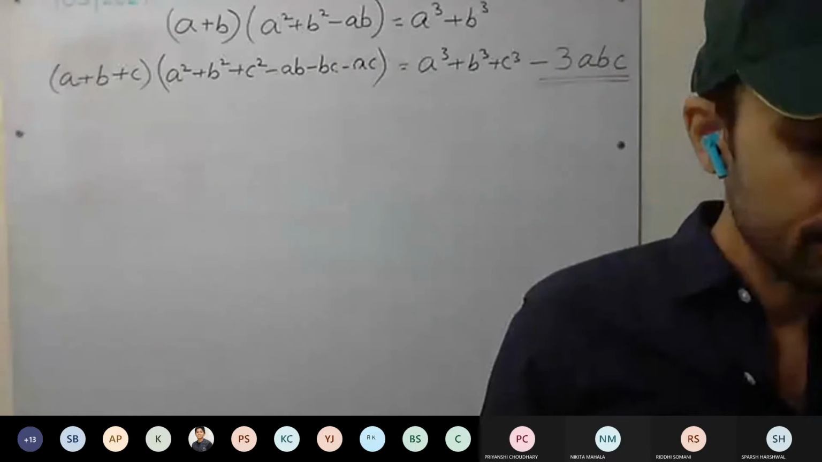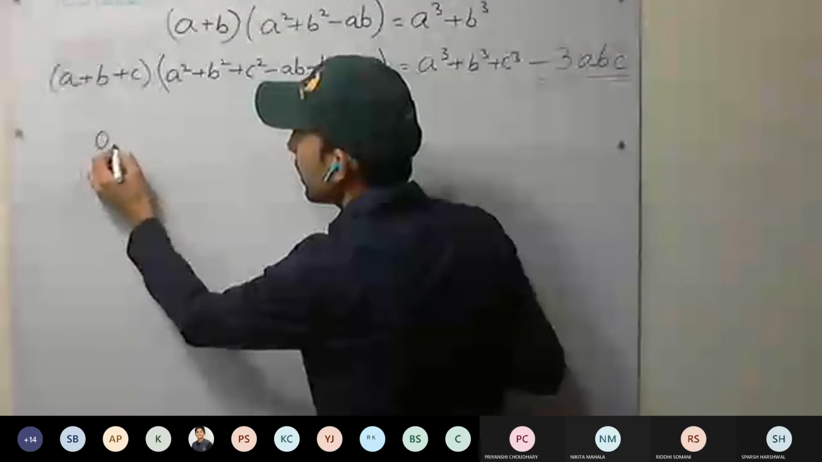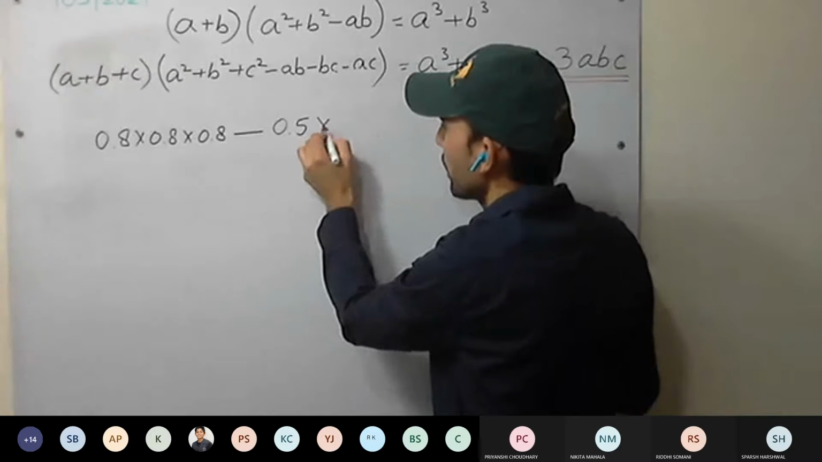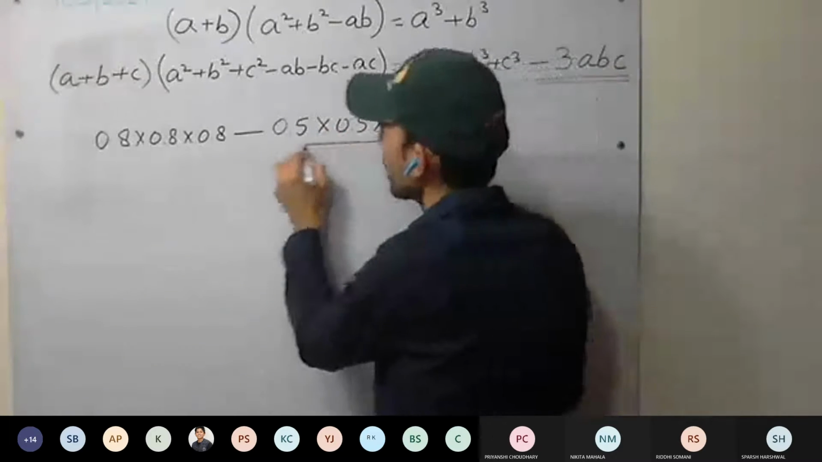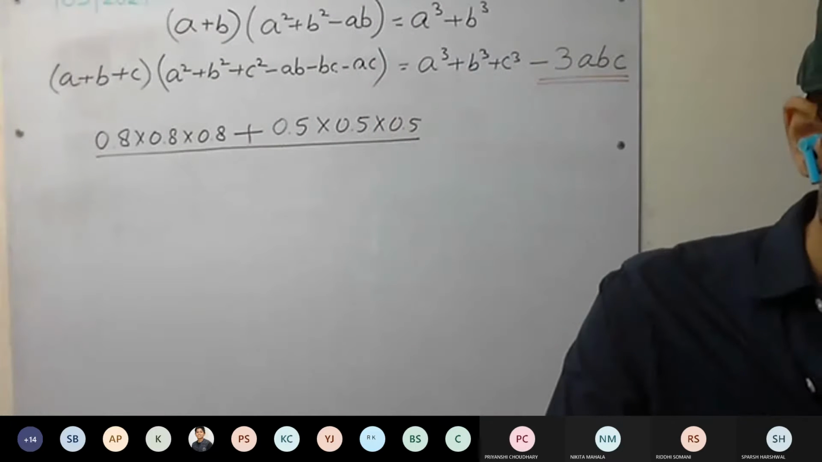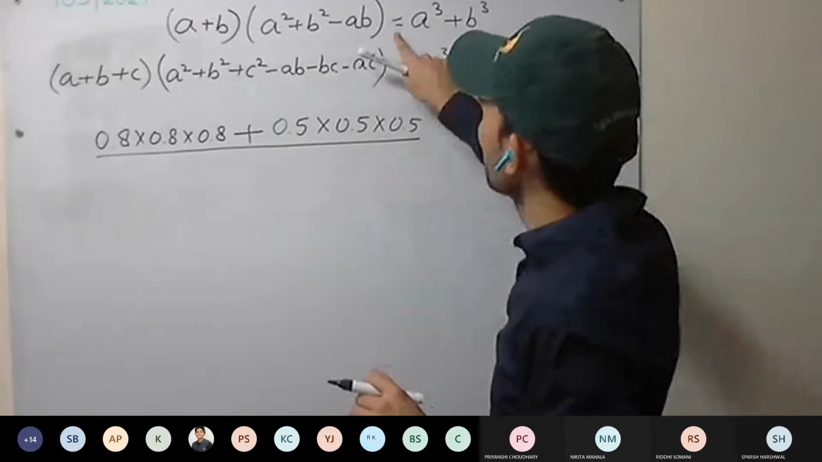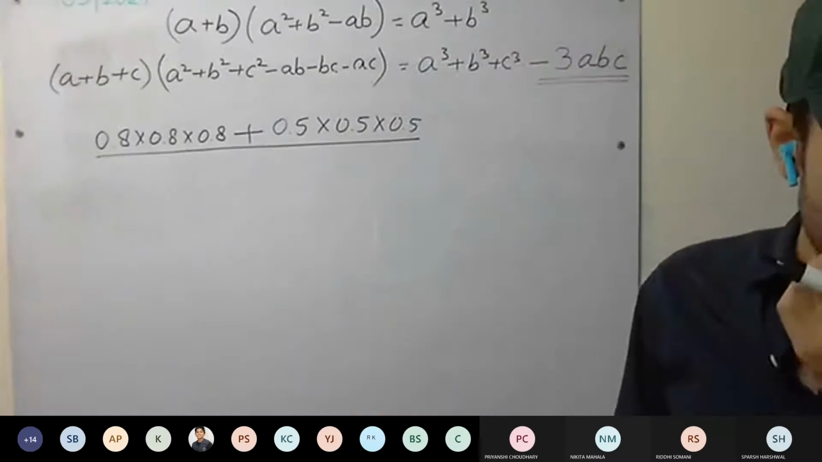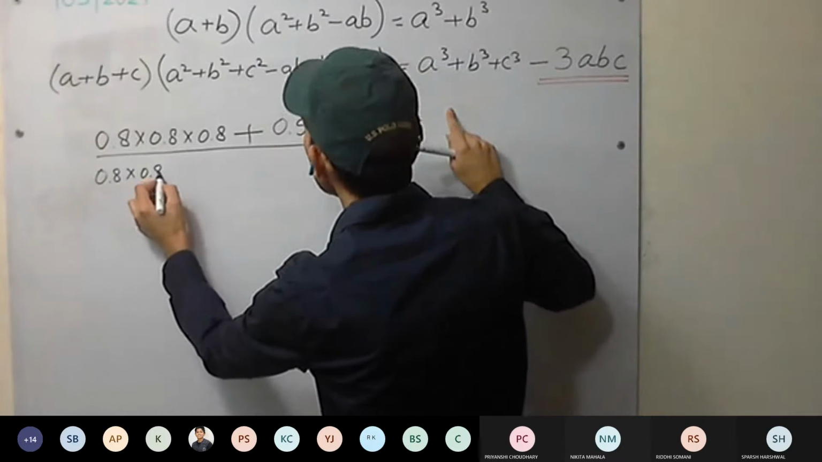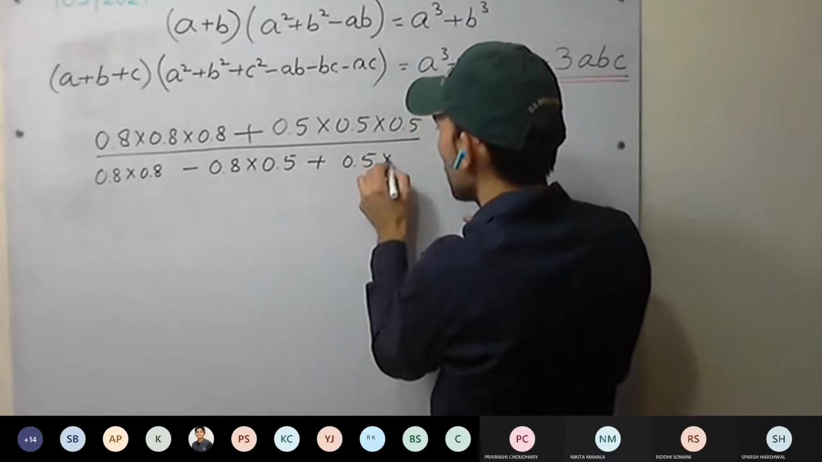Okay, fifth one. See the question. What is being given? 0.8 into 0.8 into 0.8 minus 0.5 into 0.5 into 0.5, plus, divided by 0.8 into 0.8 minus 0.8 into 0.5 plus 0.5 into 0.5. This identity is given only. Fourth one is different, leave it for the time being.